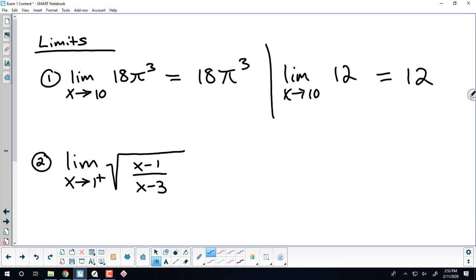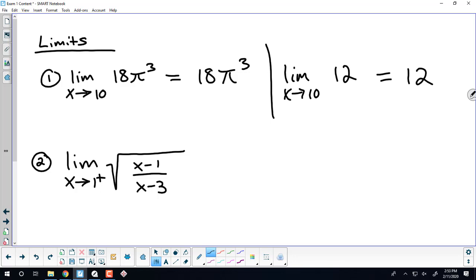So what's that limit? Would it be 0? As x approaches 1, the limit's 0? What do y'all think? Seems like maybe it's a possibility, right?